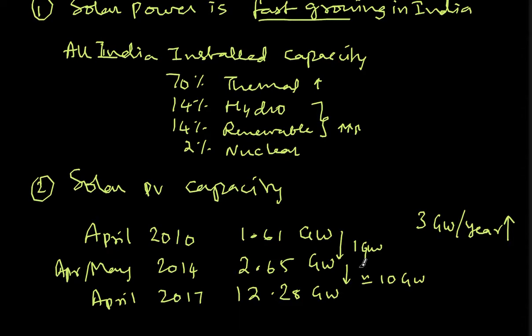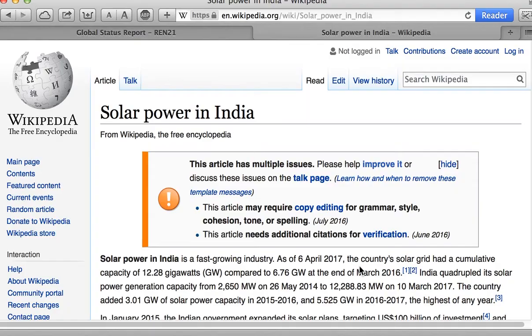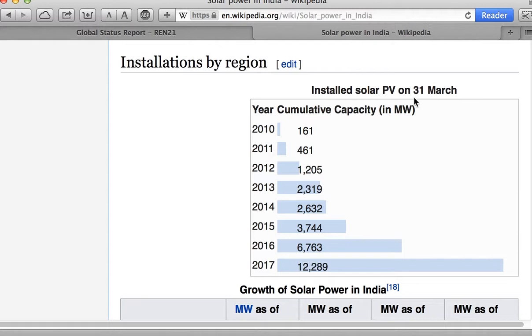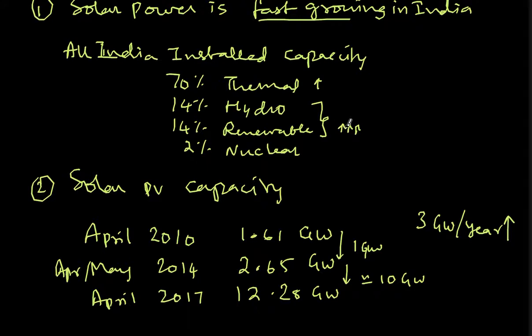In fact, let's look at it as a plot. If I go back to the Wikipedia article I mentioned before and slightly scroll down, here you can see this interesting chart: installed solar PV as on 31st March. On 31st March 2010, I just mentioned 1.61, but it is actually 0.161 gigawatt, or 161 megawatts.